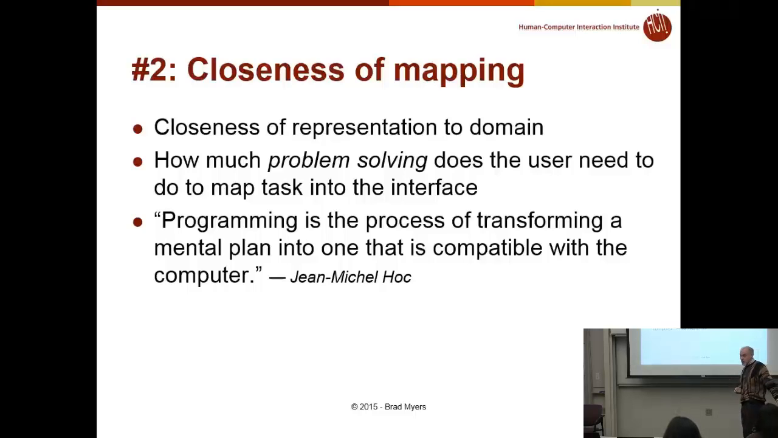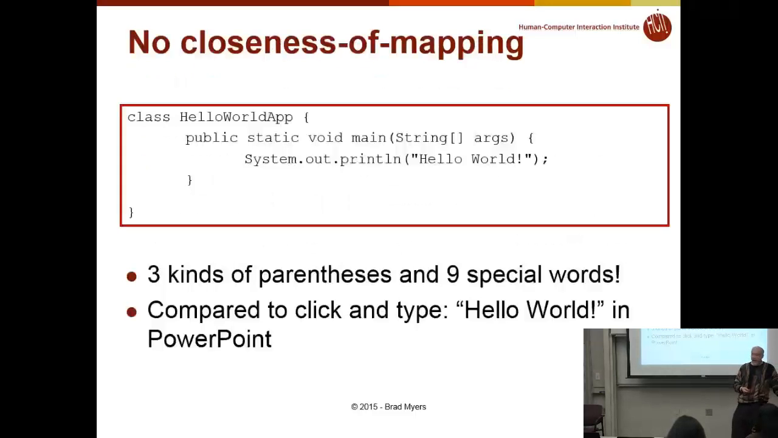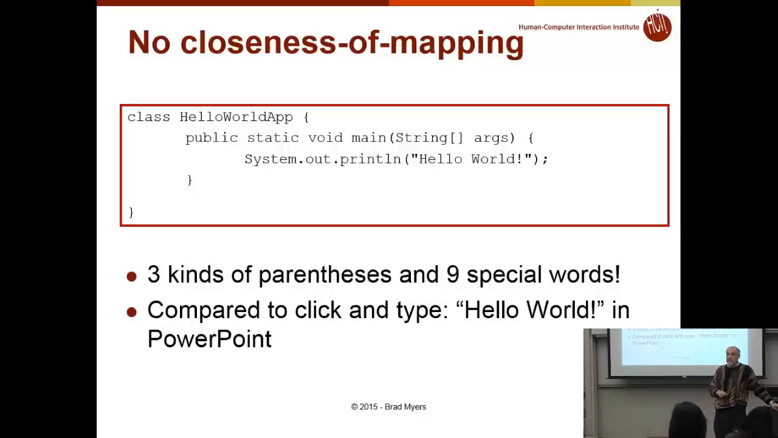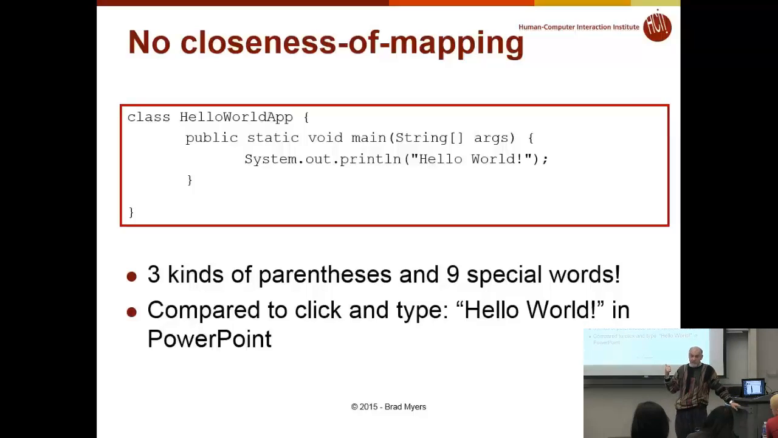And that's one of the reasons spreadsheets are pretty easy to use, as opposed to this is Java, right? And this is how you get the words hello world onto the screen in Java. This is the simplest way to do it, right? And it requires 3 kinds of parentheses. You need squiggles, square brackets, and regular parentheses. 9 special words, right? And you have to put every one of these in exactly the right place in exactly the right way in order to get the word hello world out on the screen.